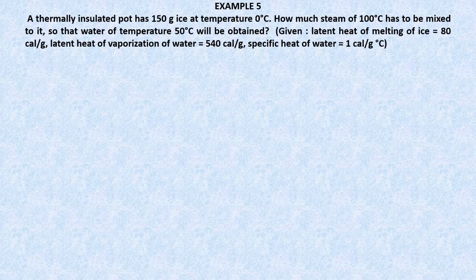Example 5. A thermally insulated pot has 150 gram ice at temperature 0 degrees Celsius. How much steam of 100 degrees Celsius, that means how much heat energy, will be required to be mixed to it so that water of temperature 50 degrees Celsius will be obtained. This example is the same as the previous one, only over here we are converting ice to water and then heating. Previously the water was cooled to 0 degrees Celsius and then converted to ice.